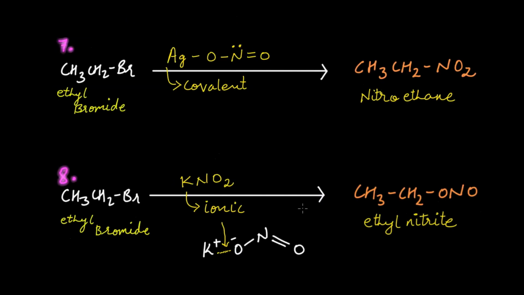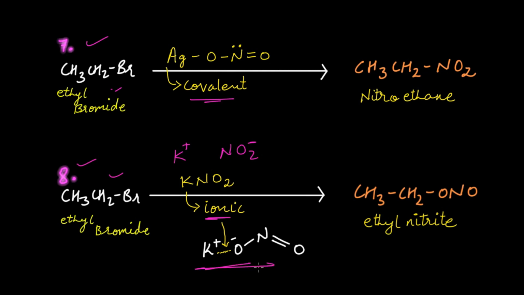Now again take a look at seventh and eighth reaction together. Our reactant is ethyl bromide or alkyl halide. In first case we have AgNO2, that is silver nitrite, right? And in second case we have KNO2. Now again this is covalent in nature and this is ionic in nature. It will preferably form K plus and NO2 minus, where negative charge will be on oxygen.